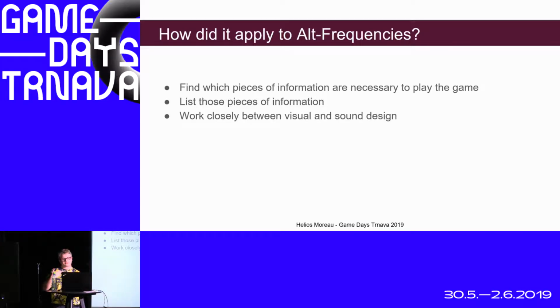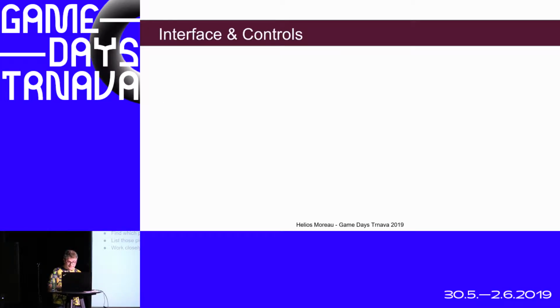And once this list was done, we worked closely between visual and sound design to provide that information in those two modalities. So in this case, this is close to the notion of multimodal feedback. When players interact with the game, they need to know when they are doing any action, basically. So that's why there are both visual and audio feedback for each interaction. So I'm going to give you a few examples of how we did it.